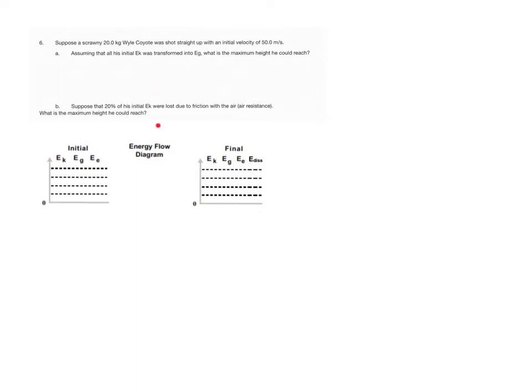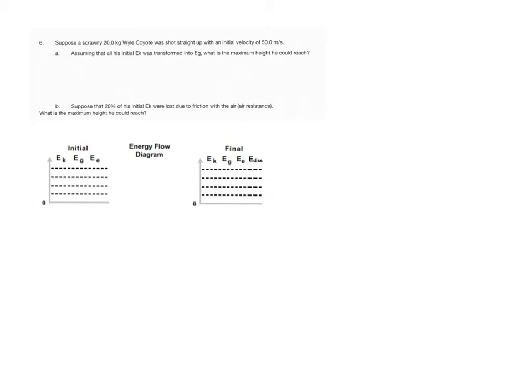In part B, we're going to assume that there's some air resistance or friction, and that air resistance is going to reduce the maximum height so he won't go as high. To do that, we'll account for that air resistance in our dissipated energy. So that's one way to deal with frictional forces, especially something complex like air resistance.